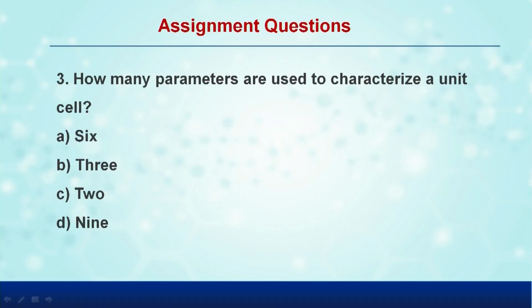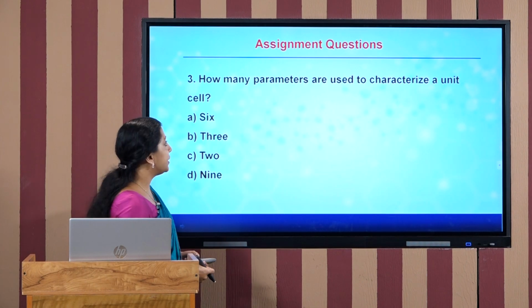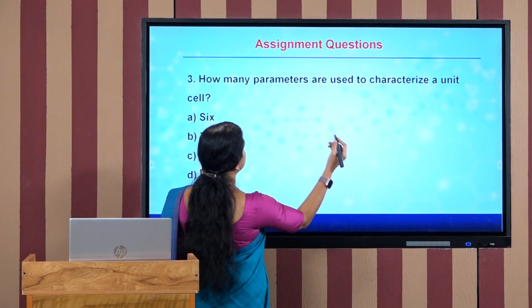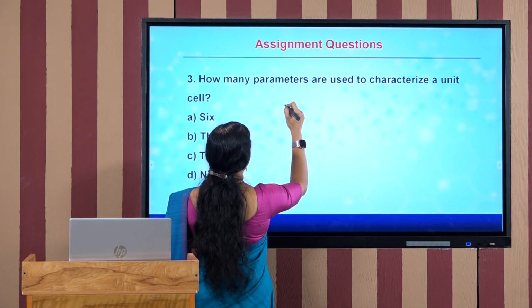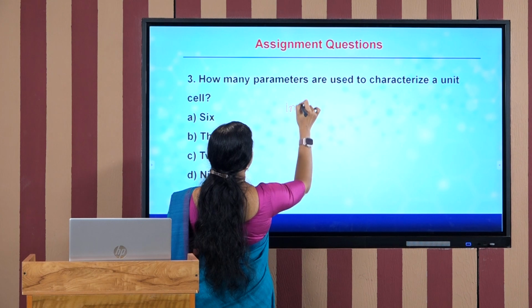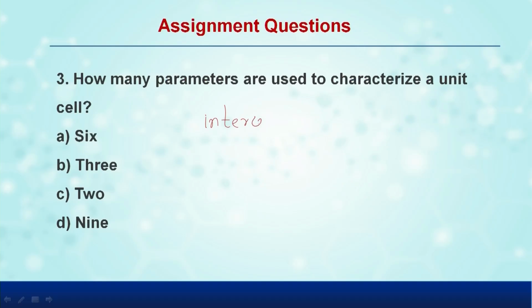The third question, how many parameters are used to characterize a unit cell? Option A, 6, option B, 3, option C, 2, and option D, 9. We have seen that a unit cell is characterized by the intercepts made on the 3 crystallographic axes, namely a, b, and c.